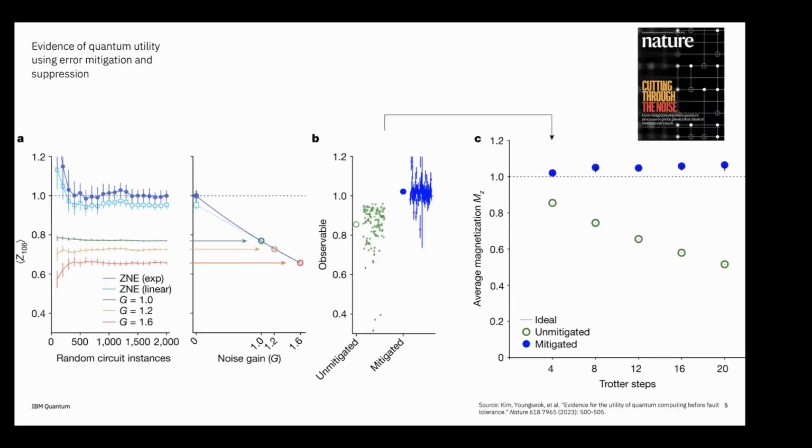To motivate this further, by the end of this talk, you should be able to understand this figure from this paper that came out in 2023, the evidence for the utility of quantum computing before fault tolerance. It was featured on Nature's front page. And hopefully this figure will make sense. So this is the motivation for the experimentalist, is that by the end of this talk, you should understand what's going on in this figure, okay?